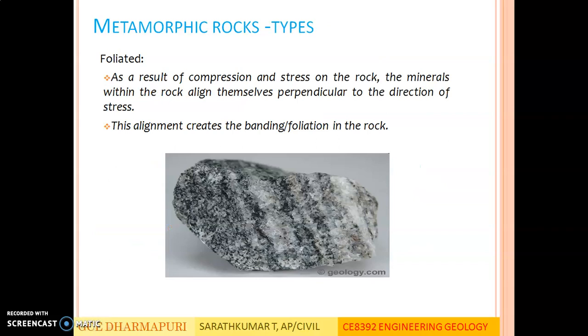Types of metamorphic rocks. The first type of metamorphic rocks are foliated. In metamorphic rocks, as a result of compression and stress on the rock, the minerals within the rock align themselves perpendicular to the direction of stress. This alignment creates the banding, which is also called foliation, in the rock.